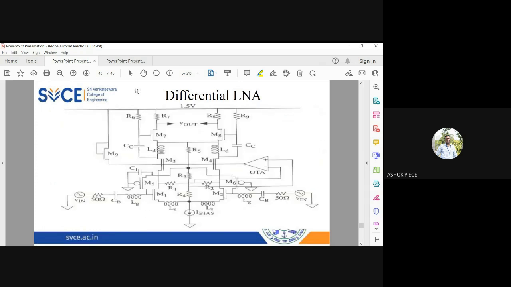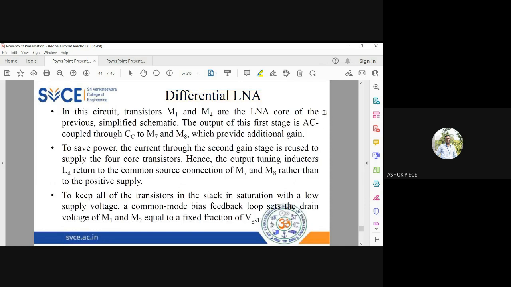You can see this is the final diagram of the differential LNA. It is a little bit complicated, but you have so many components to ensure that the noise performance is achieved, the necessary amplification takes place, the common mode signal is cancelled, and all benefits are completely achieved in your differential LNA.